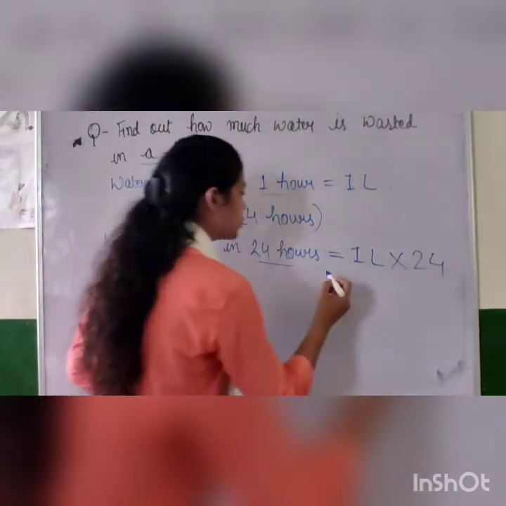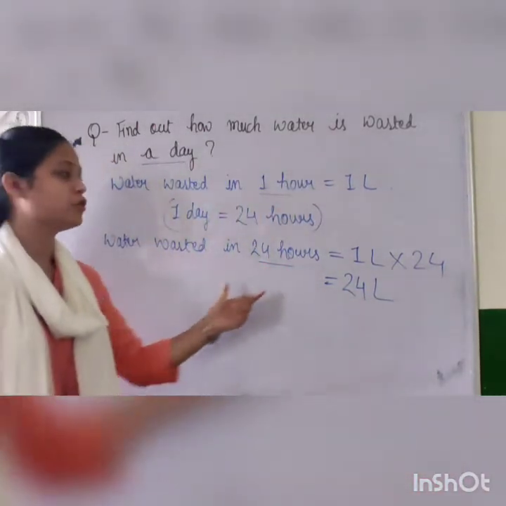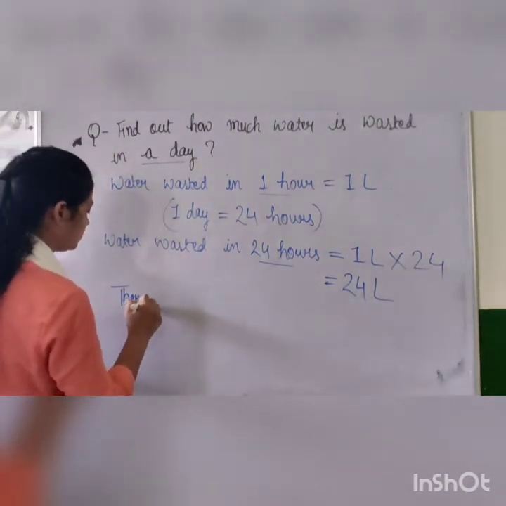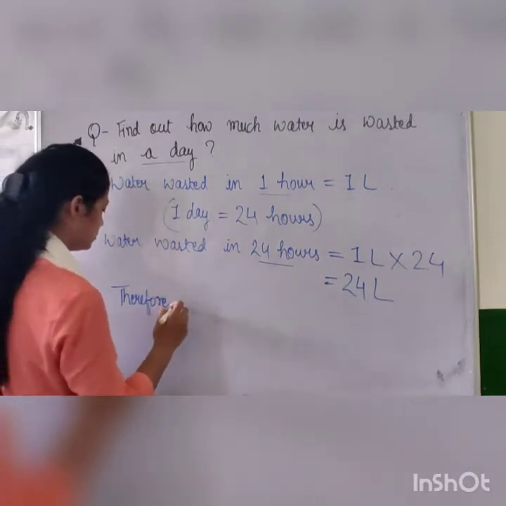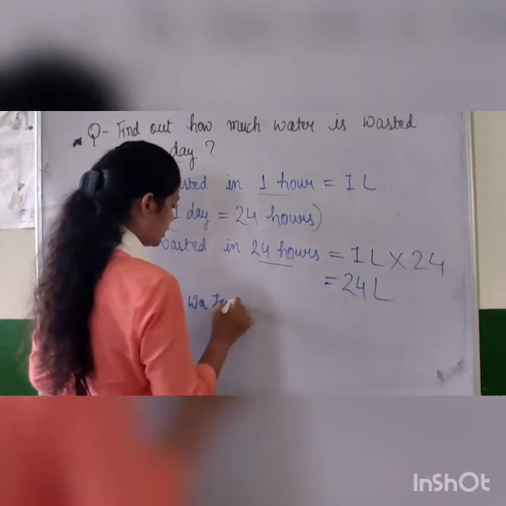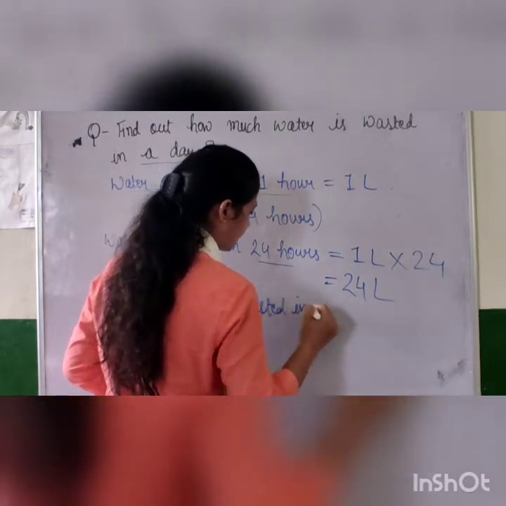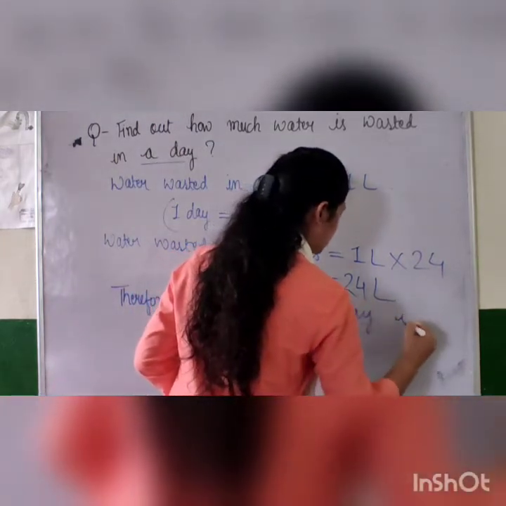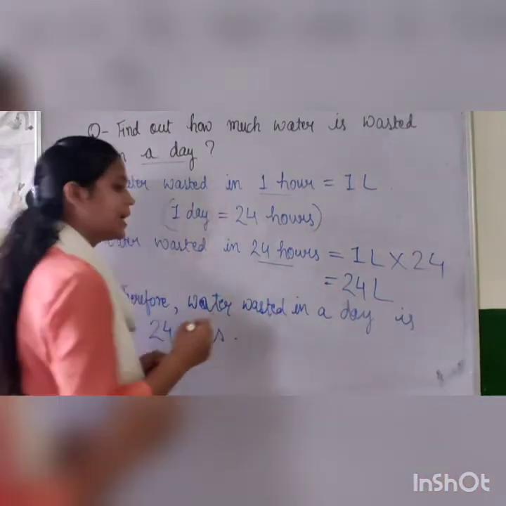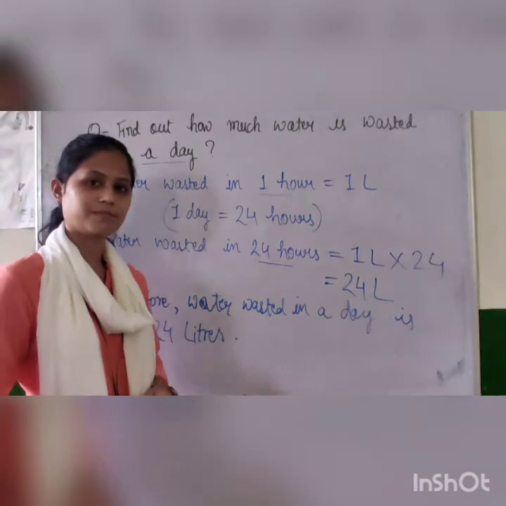Okay, so this will be 24 liters. Which means 24 liters of water is wasted in 24 hours. That is 1 day. Therefore, water wasted in a day is 24 liters. So water wasted in one day, that is in 24 hours, is 24 liters.